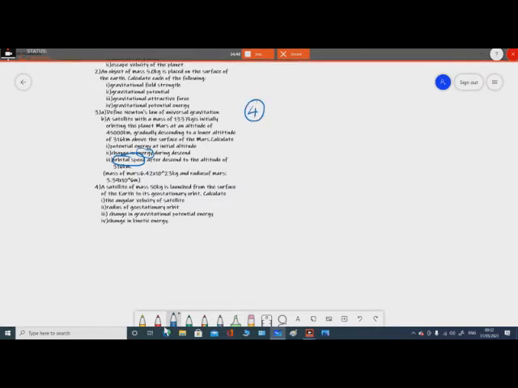A satellite of mass 50 kg is launched from the surface of the Earth. The keywords are from the surface of the Earth to the geostationary orbit. Calculate the angular velocity of the satellite. Angular velocity means there is circular motion here, so m r omega squared is equal to the gravitational force, which is the only force acting on the satellite, same as question number 3.